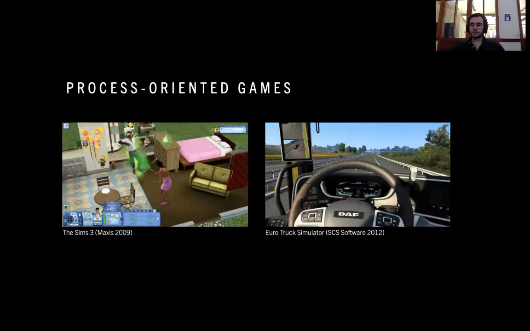I mentioned that at the beginning of this lecture, but I don't remember in regards to which game. Here I have Sims 3 and Euro Truck Simulator. Completely different games, but what combines them is that most players play these games not necessarily because they're interested in an end goal, but in the process. So it's really about the way being the goal. And many games can be like that.